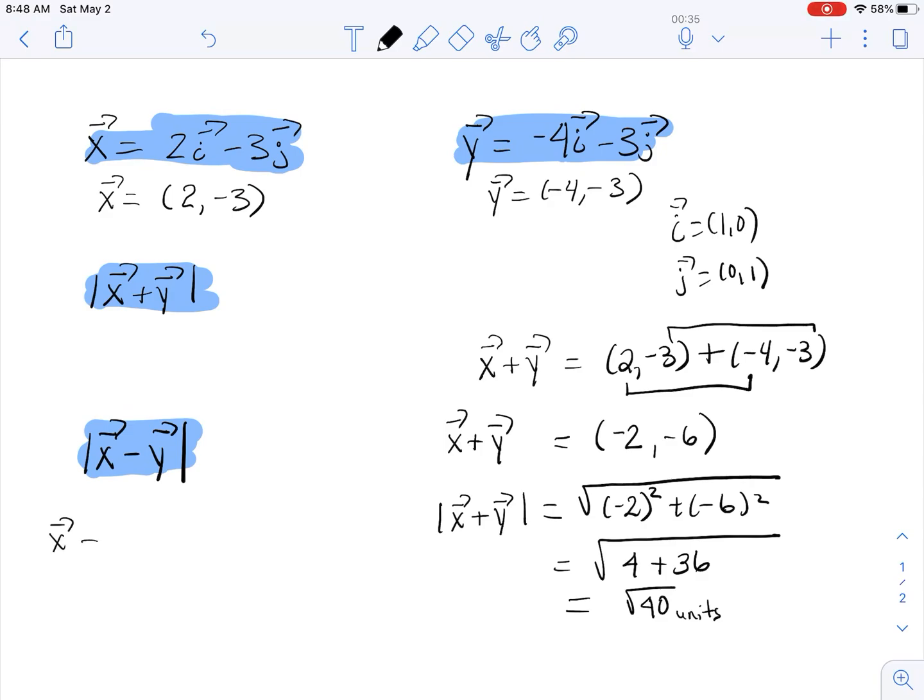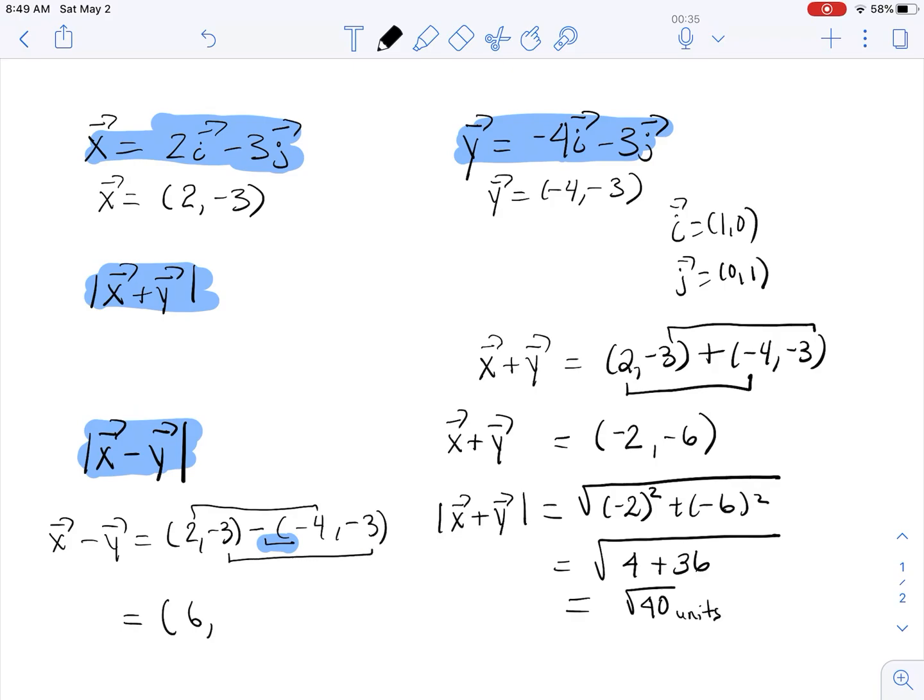Same thing here with vector x minus vector y. Again, I'd have to calculate vector x minus vector y first. So let's get those coordinates going. You've got to be careful here. Remember, you go x-coordinate, then y-coordinate, so watch that minus multiplying through. Really what you're doing is 2 minus minus 4, which is plus 4, so that gives you 6. And then you're going to do minus 3.